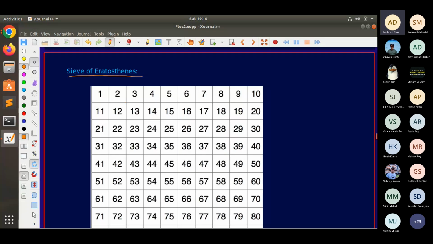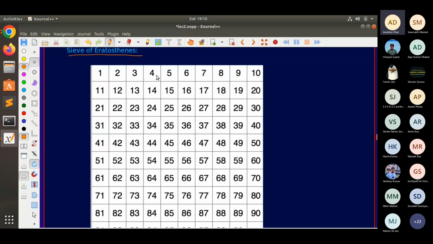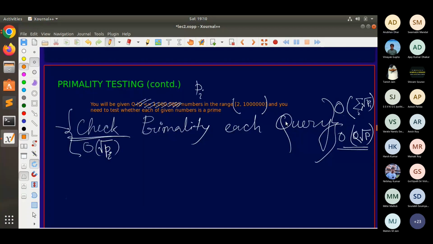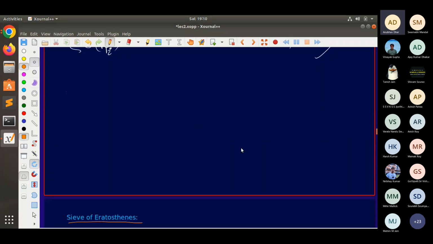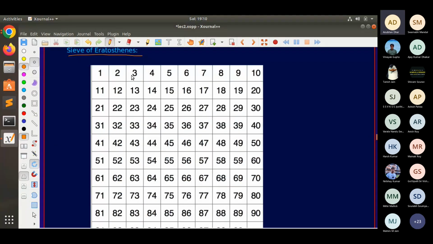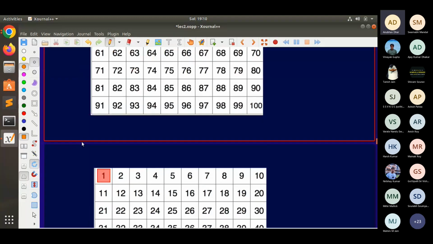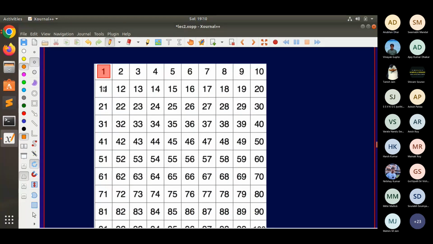So what you do is, you have a grid of the numbers that you want to find out. You basically have some way of writing the numbers of the range. So instead of 2 to 10 to the 6, I've just taken it from 1 to 100. The first thing you do is cancel out 1. You know for sure that 1 can never be a prime.